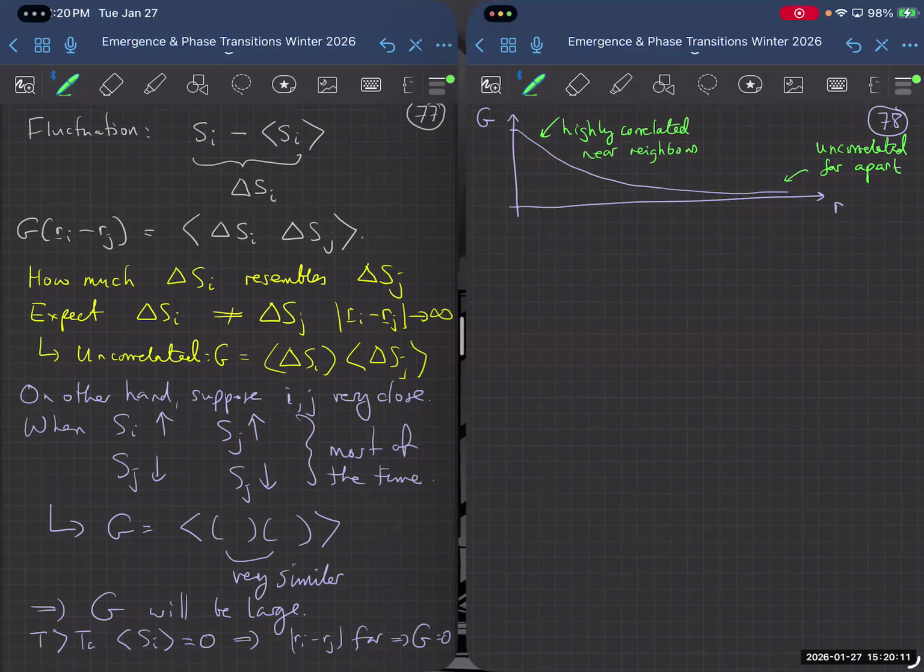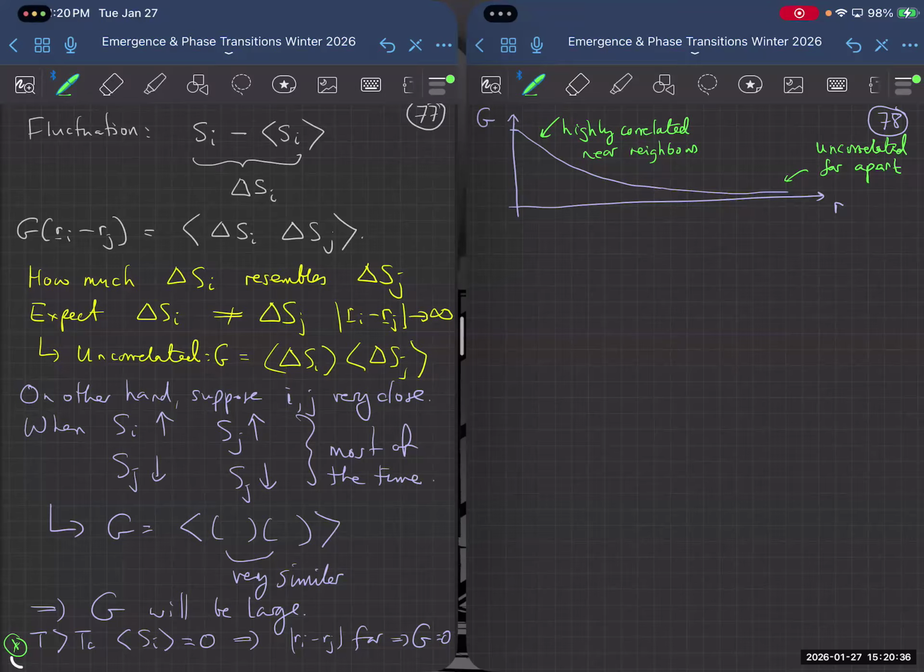You have a question? Yeah. In the previous equation, which one? The one at the bottom? So what I'm saying is that the spins are correlated.